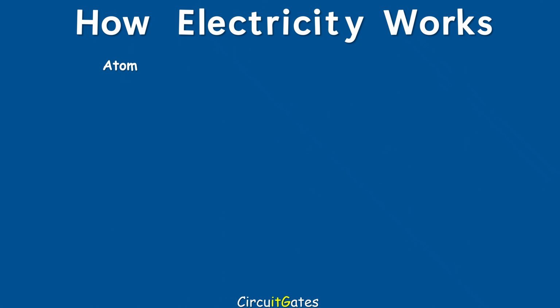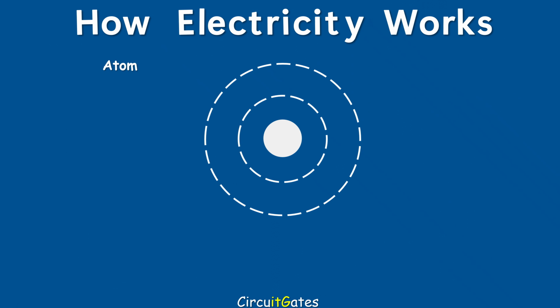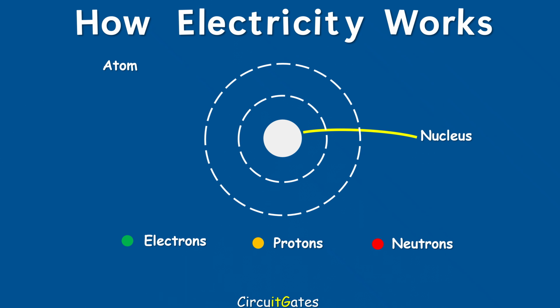All materials involved in electrical or which make up electrical components such as conductors are made up of atoms. An atom is the smallest particle of a material. It is made up of three particles that are electrons, protons and neutrons. Protons and neutrons are found inside the nucleus of an atom, and electrons orbit around the nucleus in orbital shells. Electrons in the outermost shell are called valence electrons.